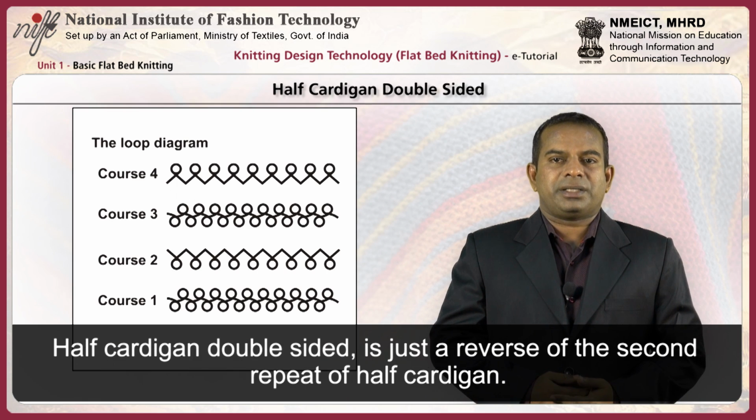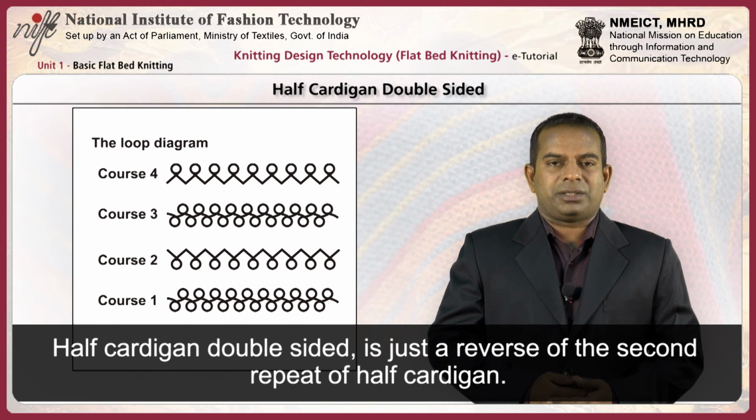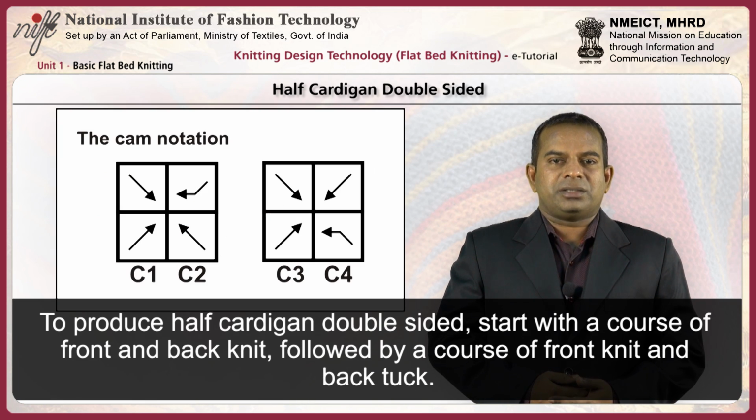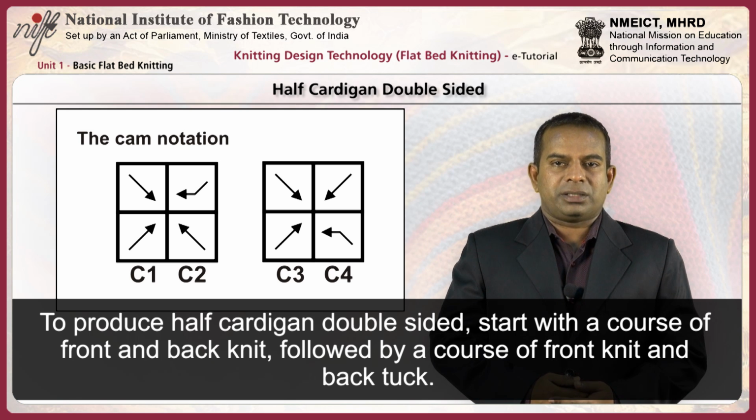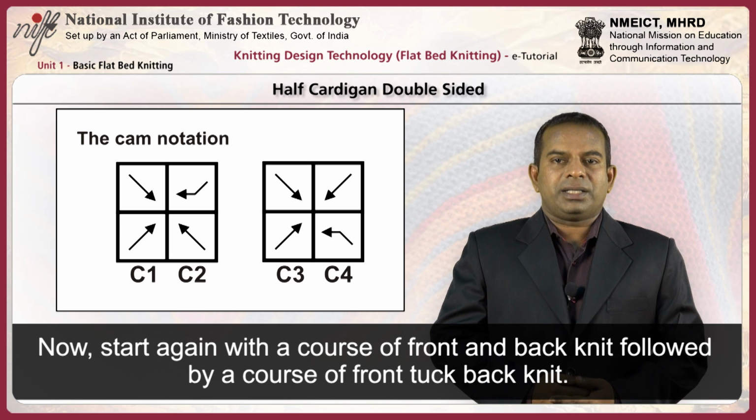Half cardigan double sided is just a reverse of the second repeat of the half cardigan. To produce half cardigan double sided, start with a course of front and back net followed by a course of front net and back tuck. Now start again with a course of front and back net followed by a course of front tuck and back net.